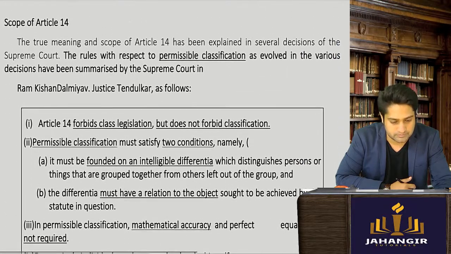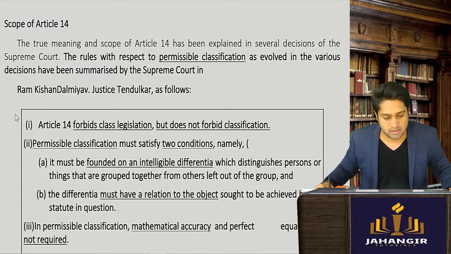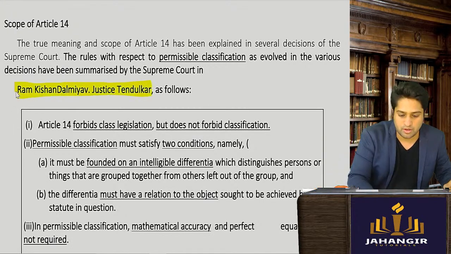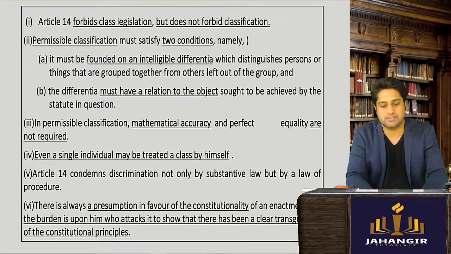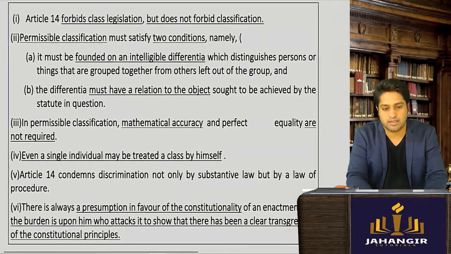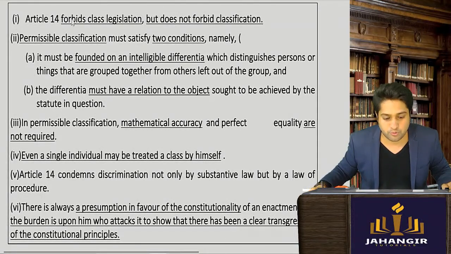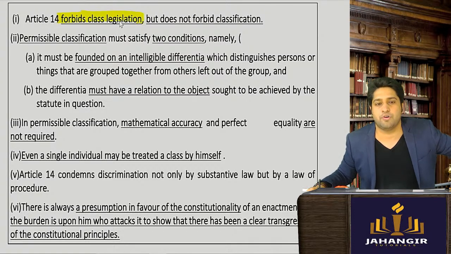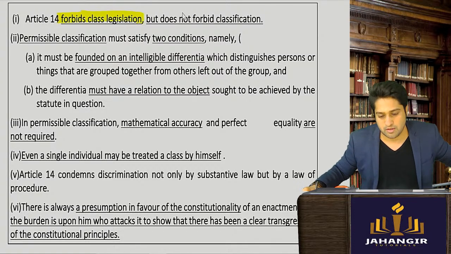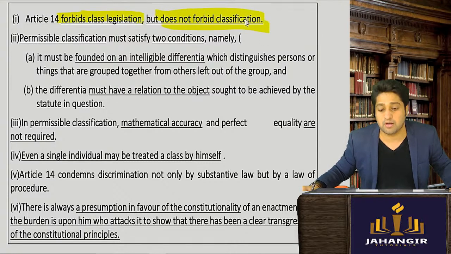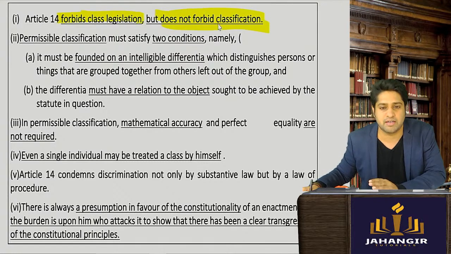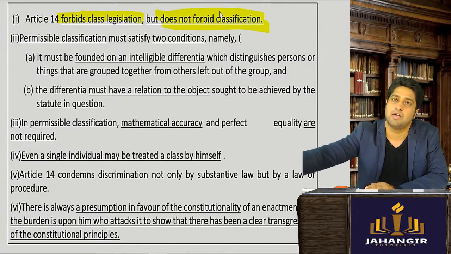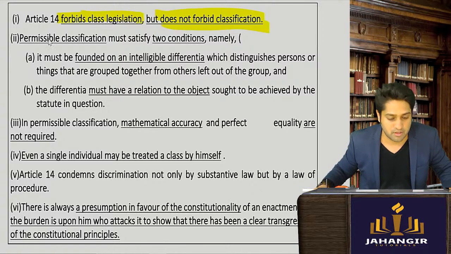Okay. So again, another case law is Ram Krishna Dalmia versus Justice Tendolkar. What it says, few principles and points they have brought down with respect to Article 14. First, Article 14 prohibits class legislation. That is, making a different law for different classes of people, that is not allowed. But classification is not forbidden, where we can make a small segregation because there is some difference, and we need to achieve this object.